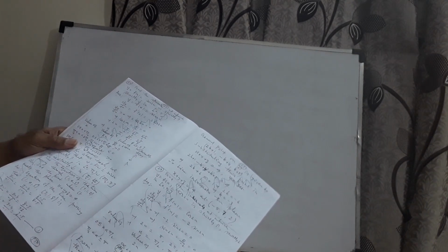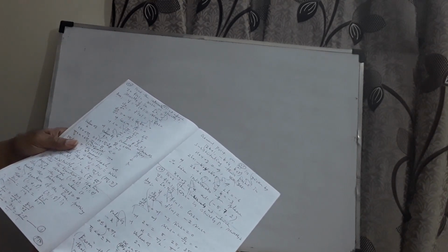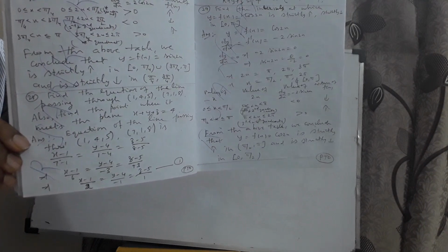Next question, find the equation of the line passing through 1, 4, 5 and 7, 1, 8. Also find the point where it meets the plane x plus y plus z equal to 4. This is the question given to you. Anyway, you know very well. Sorry, there is a small interruption in the middle.